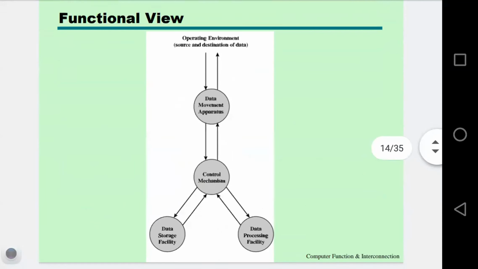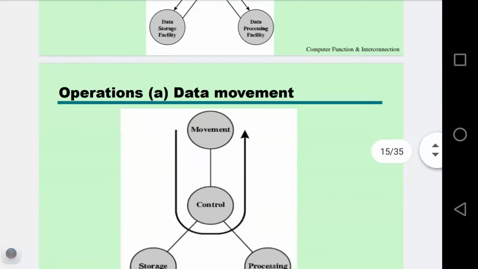So broadly, if you see the function view here, different components are there: a data storage facility, a control mechanism, a data processing facility, and data movement apparatus. These different components perform different types of operations. So this is a functional view, a component performing different types of operations.